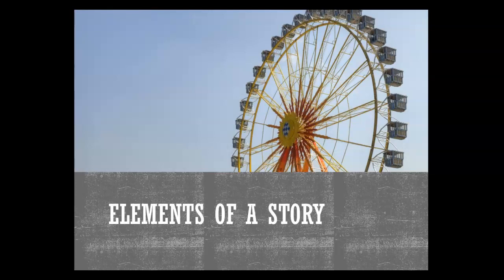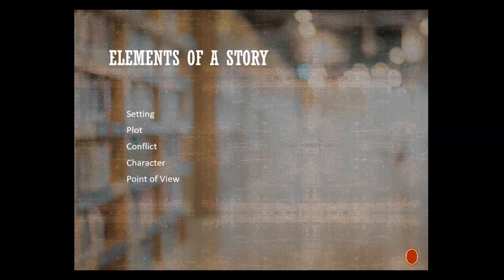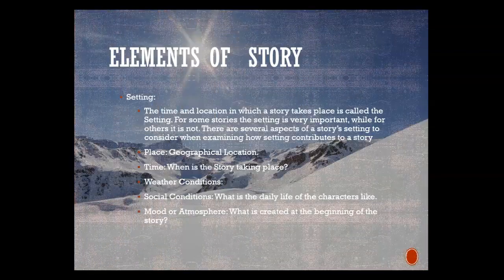And today we're talking about the elements of a story. The elements of a story are setting, plot, conflict, character, and point of view. Setting, the time and location in which a story takes place, is called the setting. For some stories, the setting is very important, while for others it's not.